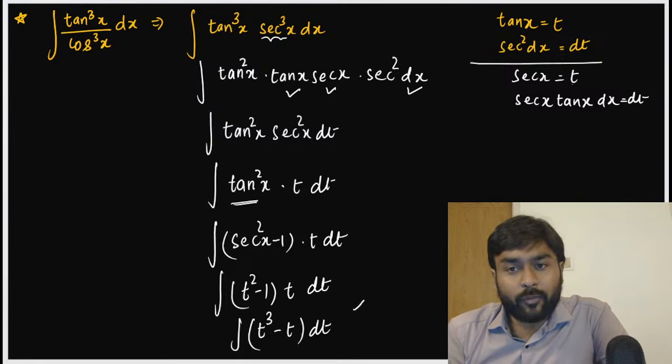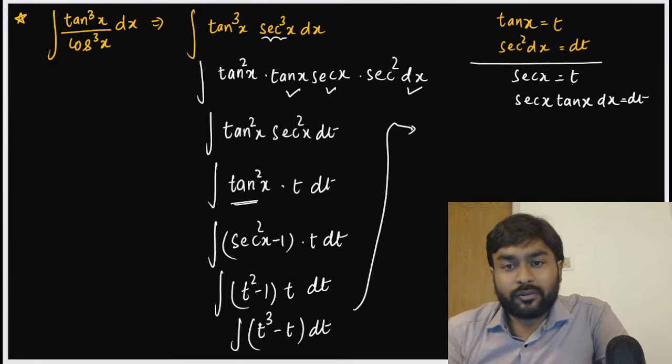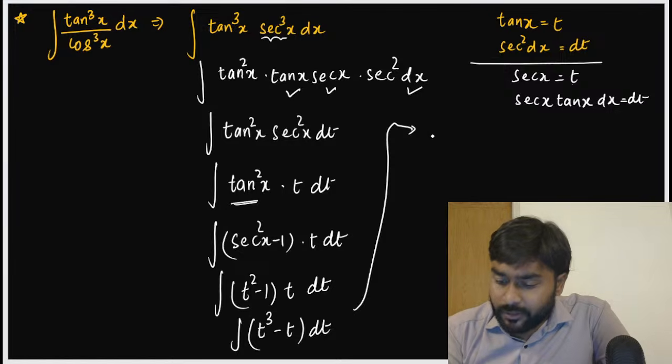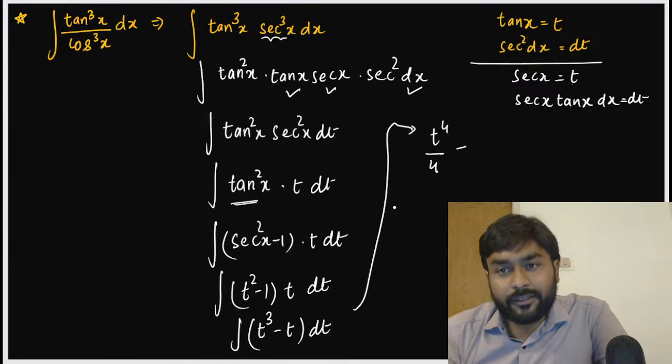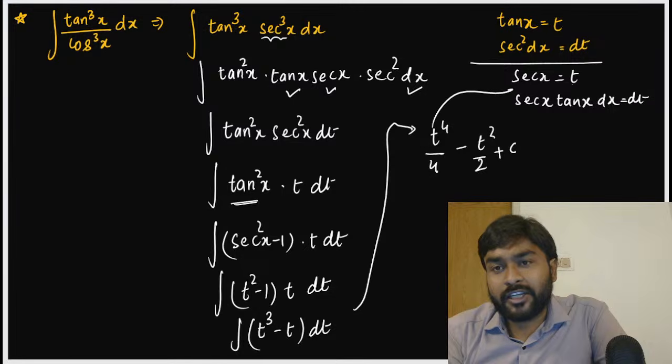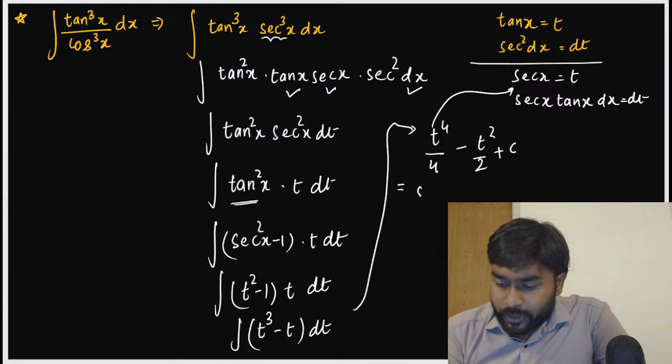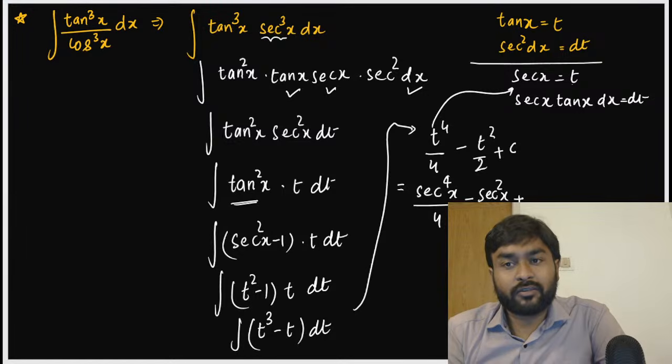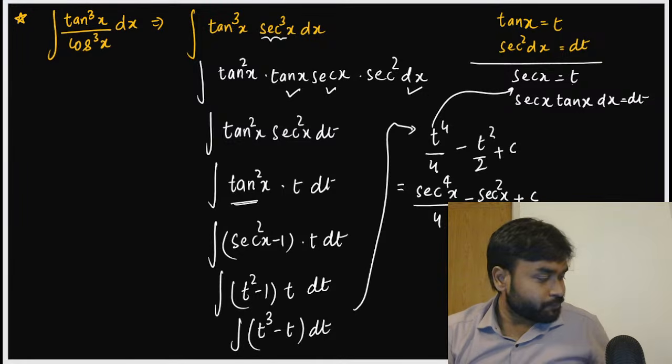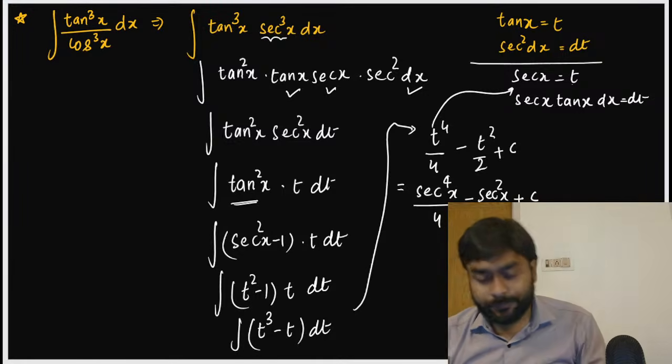You can apply the formula, you will get the answer. So t power 3 integration is t power 4 by 4, minus t integration is t square by 2, plus c. Here in place of t you can write secant x. So this will become secant power 4 x divided by 4 minus secant square x by 2 plus c. So that will be your answer. Are you getting this one?